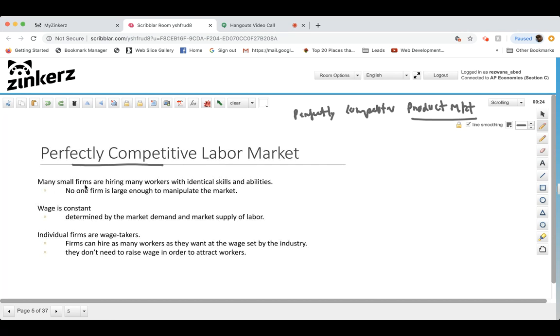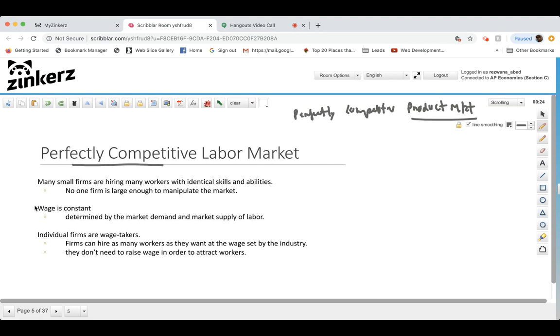So what are some of the assumptions that we make about the perfectly competitive labor market? First of all, there are many small farms in perfectly competitive labor markets, and they're hiring many, many workers that have identical skills and abilities. And because the farms are so small, no one farm is large enough to have any influence on the market. So they don't really have any sort of market power.